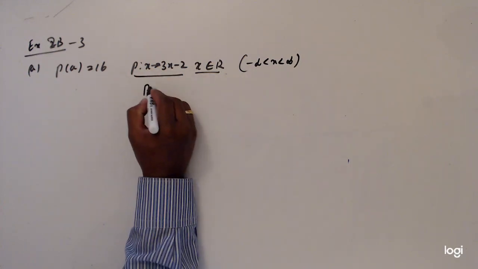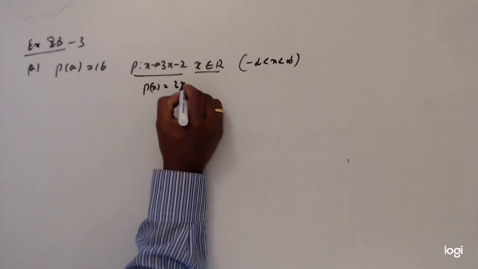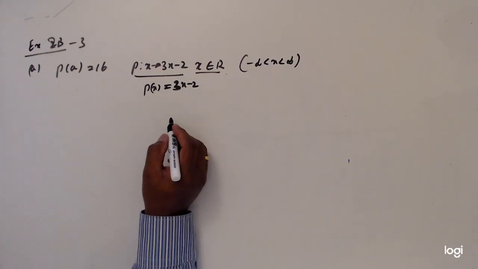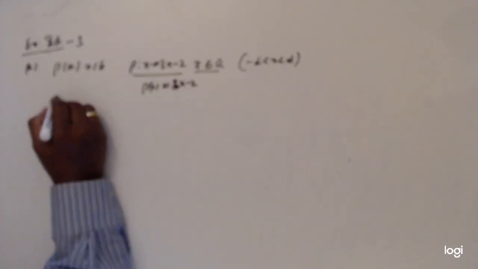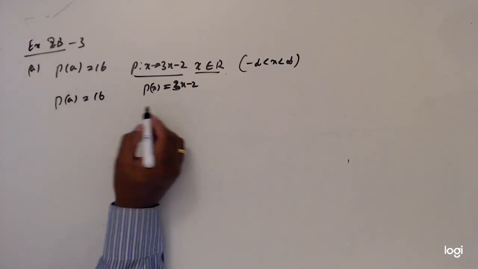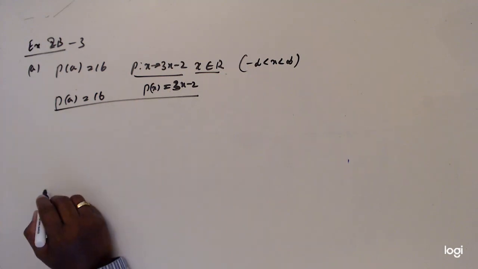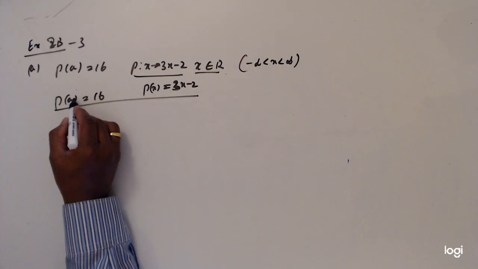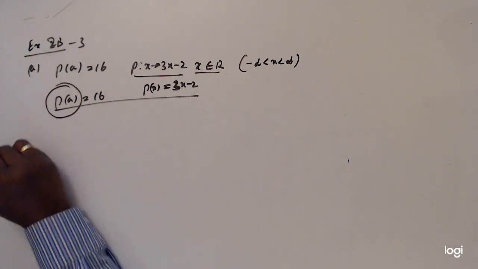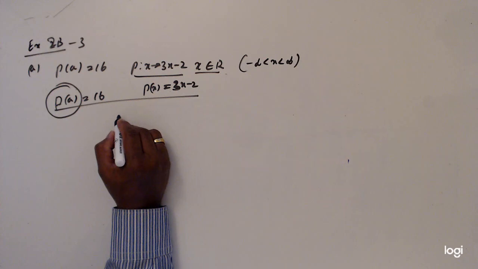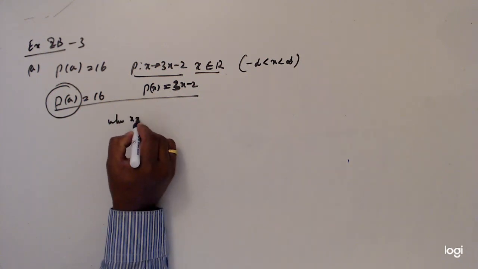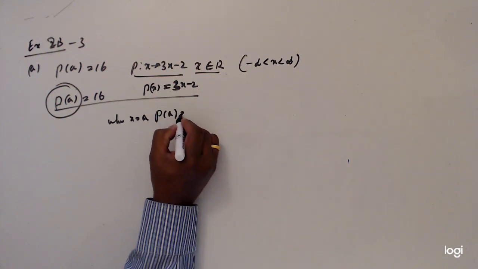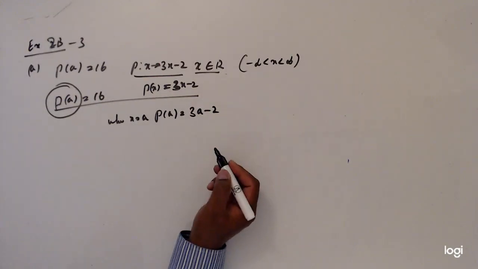This one we can write as p(x) equals 3x minus 2. It's the same thing. And p(a) equals 16 and p(x) equals 3x minus 2. Now we can see that this is the p(a) value. So we need to put x equal to a, so p(a) equals 3a minus 2.